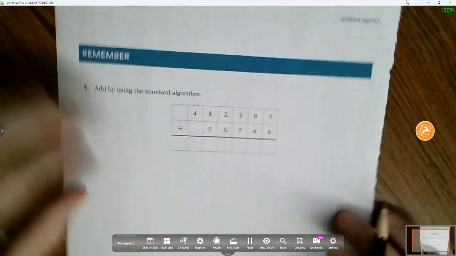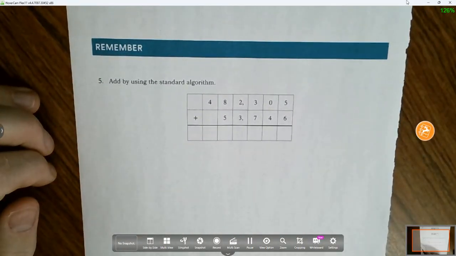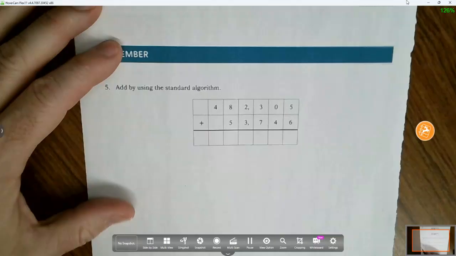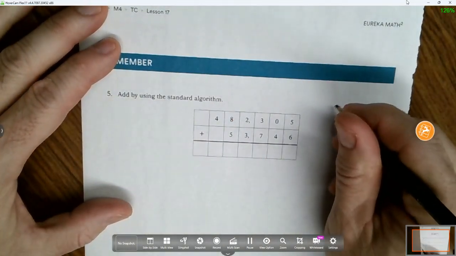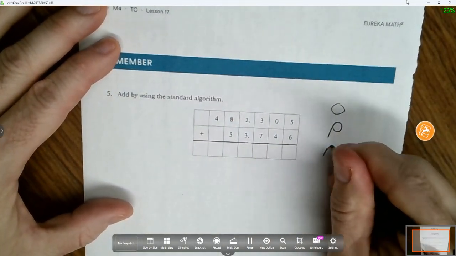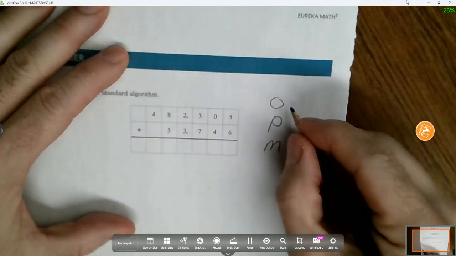All right, let's look at the back. The back says, add by using the standard algorithm. And what does Mr. Short call the standard algorithm? OPM. What does that stand for?